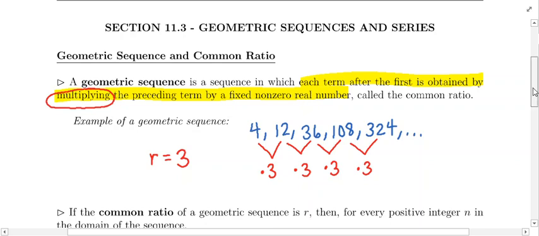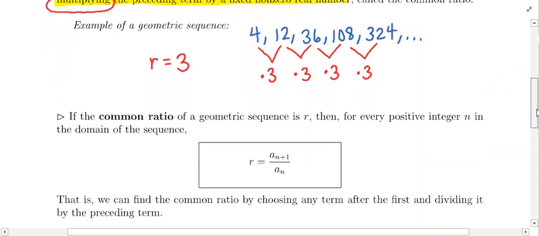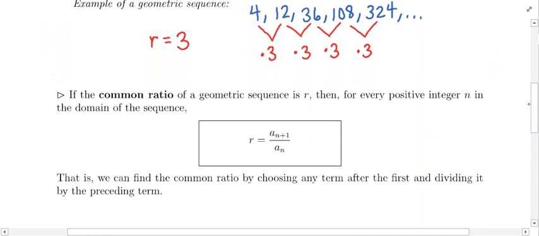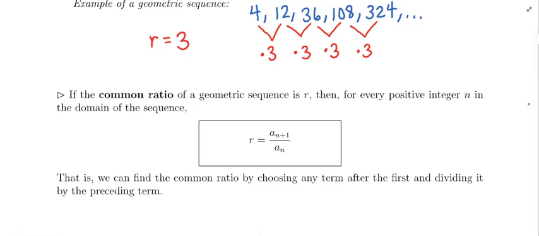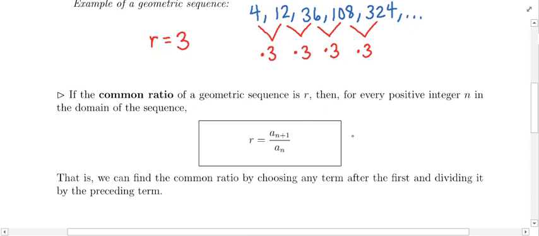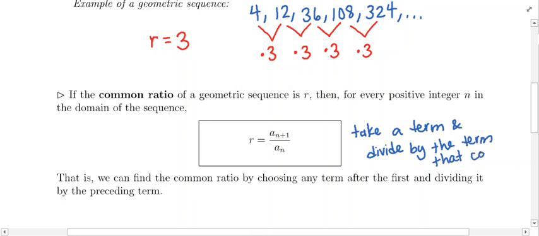So underneath this, there's the formal definition of common ratio. It says if the common ratio of a geometric sequence is R, then for every positive integer n in the domain of the sequence, you can obtain the common ratio R by taking a_(n+1) and dividing by a_n. So what this box is saying is, you need to take a term and divide by the term that comes before it. And that's how you can obtain the R value.